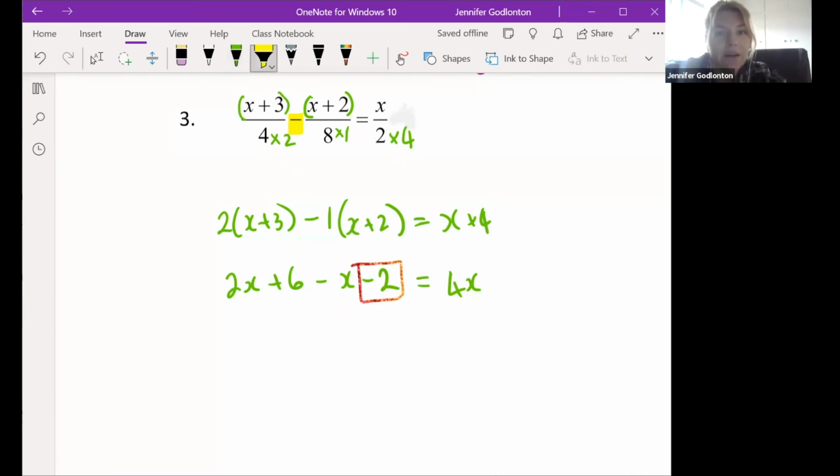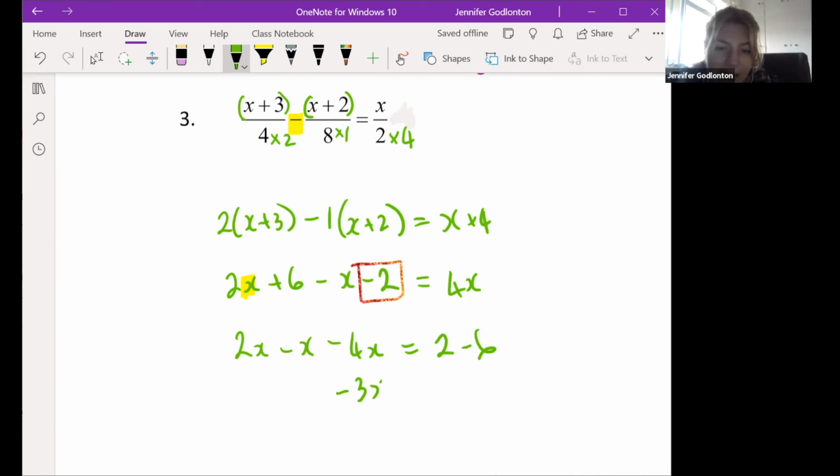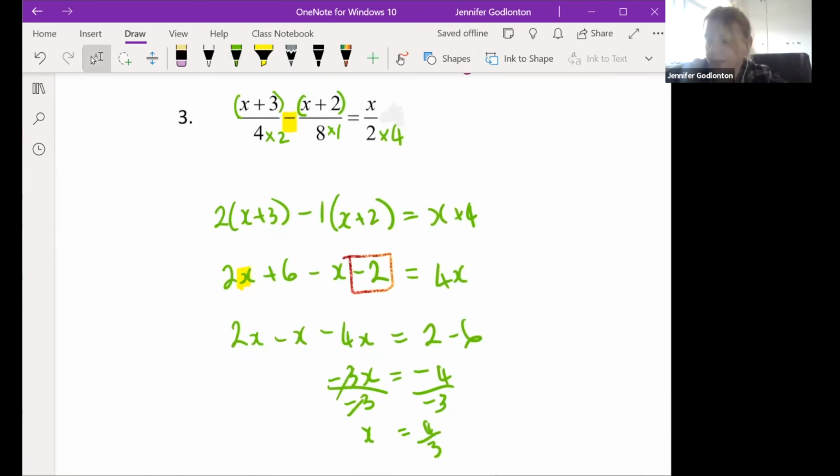It's linear because I only have x's. I don't have any x squareds. So I'm going to keep all of my x's on one side and move my numbers to the other side. So 2x minus x is 1x, 1x minus 4x is negative 3x. That's going to be equal to negative 4. I'm going to divide both sides by negative 3. And so my final answer is going to be positive 4 over 3. So really for a question like this, the key is these brackets up here.